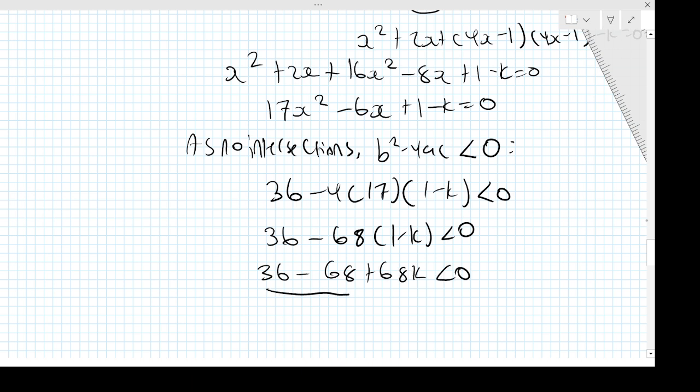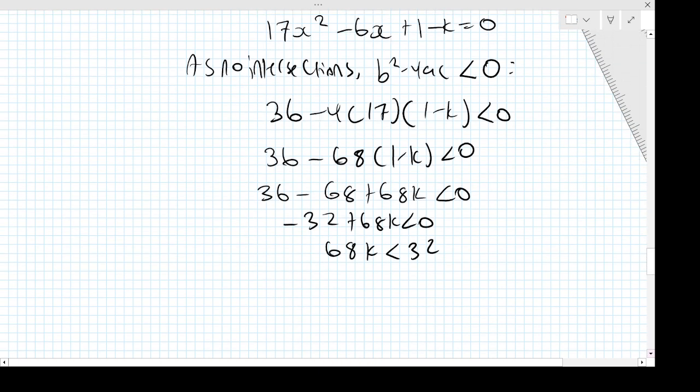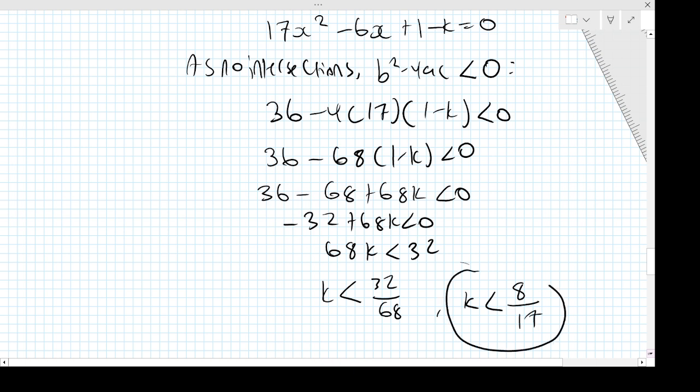Then we can put these two numbers together. So 36 minus 68 will get me minus 32, plus 68k less than 0. Then I can move the 32 to the other side. Then simply k, if I divide 32 by 68, and simplify that, is 8 over 17, as simplified as possible. And that is your solution, right? That is the range of values of k.